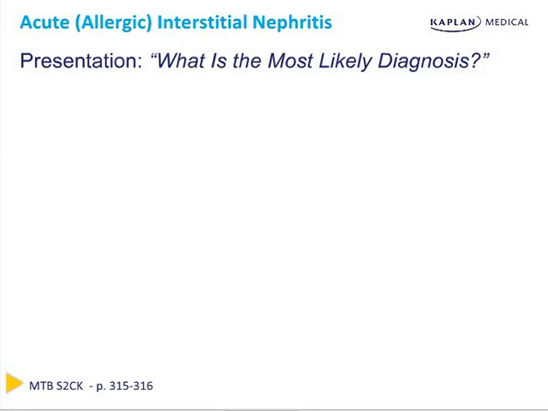So how will they describe a patient with acute interstitial nephritis on test day? Well, I like to remember that I want to look for signs and symptoms similar to a systemic allergic reaction, because acute interstitial nephritis is basically an allergic reaction that manifests in the kidney.